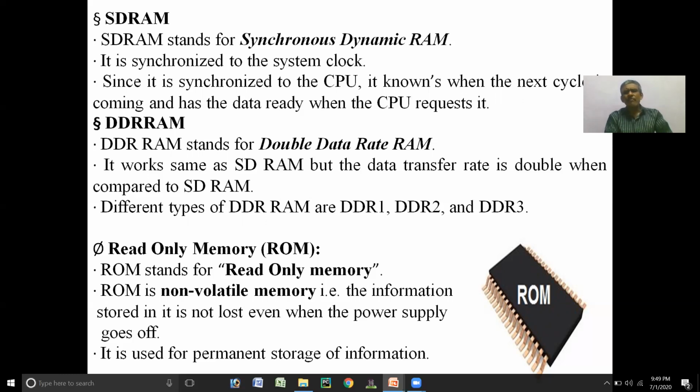Then the second type of primary memory, that is, read-only memory. In short, ROM. ROM stands for read-only memory. This ROM is non-volatile memory. That is, the information stored in it is not lost even when the power supply goes off. It is used for permanent storage of information, but the user cannot access this. The user cannot store data into it.